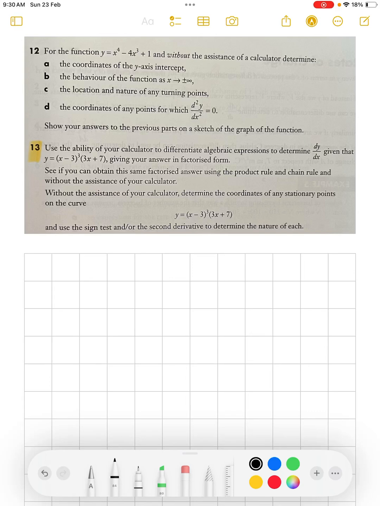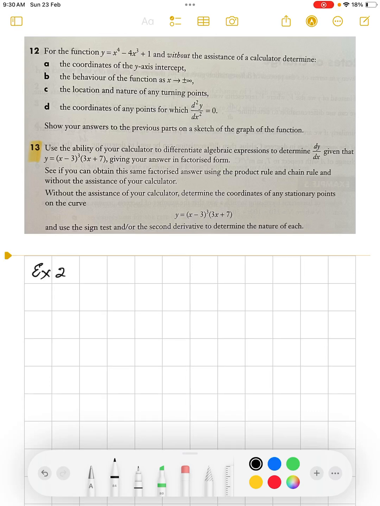Well, thank you for joining me on exercise 2A. The last question of this exercise is question 13. Use the ability of your calculator to differentiate, and see if you can obtain the same factorized answer using the product rule and chain rule without the assistance of your calculator. I'm just going to go straight to using it without the calculator, because you can try that on your calculator.